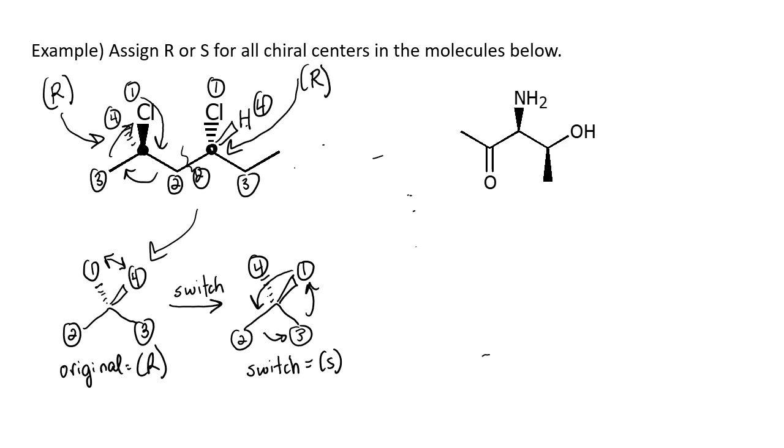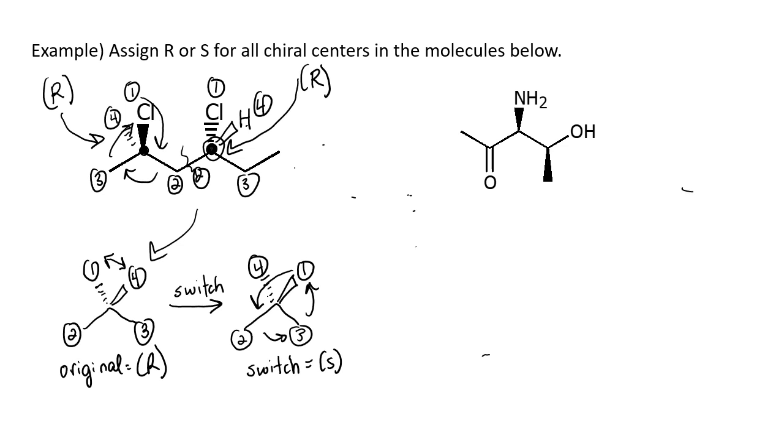So I hope that you've seen so far that wedges and dashes don't mean R and S. You have to go through the process to determine the configuration. Just because it's a wedge, like in our leftmost chiral carbon, doesn't mean it's an R, because in the second one, that was a dash, and that was also an R. We're moving on to the next molecule.